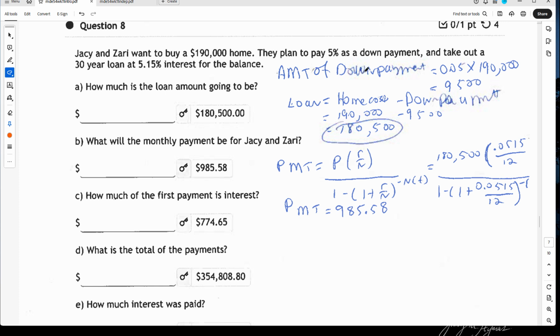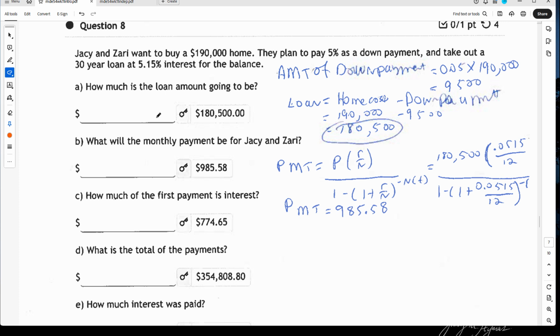So you get the amount of the down payment. In this case, it's 5% down. 5% of 190,000 is $9,500. And so the amount of the loan is going to be the difference between the home cost and the down payment. So 190,000 minus 9,500 gives me $180,500. That's the amount of their financing.